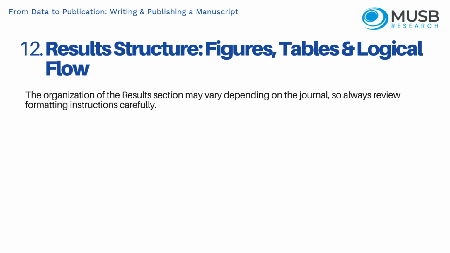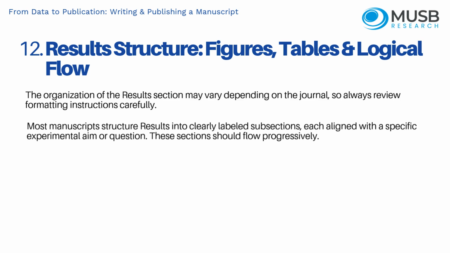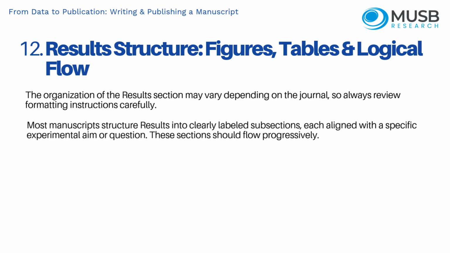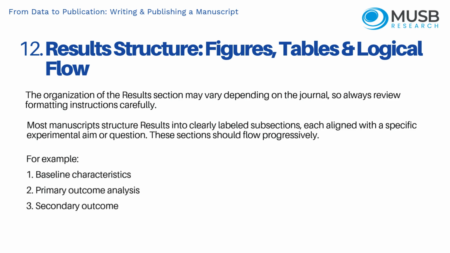The organization of the results section may vary depending on the journal, so always review formatting instructions carefully. Most manuscripts structure results into clearly labeled subsections, each aligned with a specific experimental aim or question. These sections should flow progressively. For example, 1. Baseline characteristics. 2. Primary outcome analysis. 3. Secondary outcomes. 4. Mechanistic or subgroup analysis.